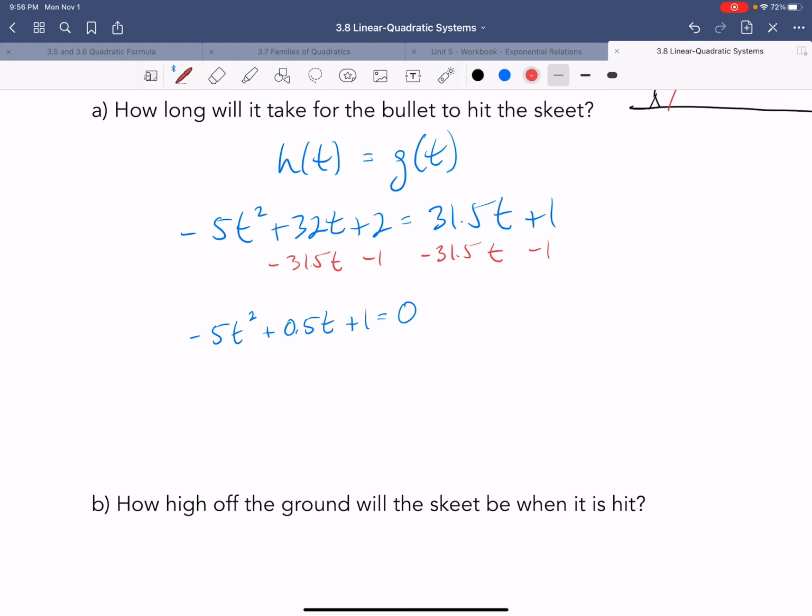So t is equal to negative b plus and minus the square root of b squared minus 4ac over 2a. So negative 0.5, plus or minus 0.5 squared.